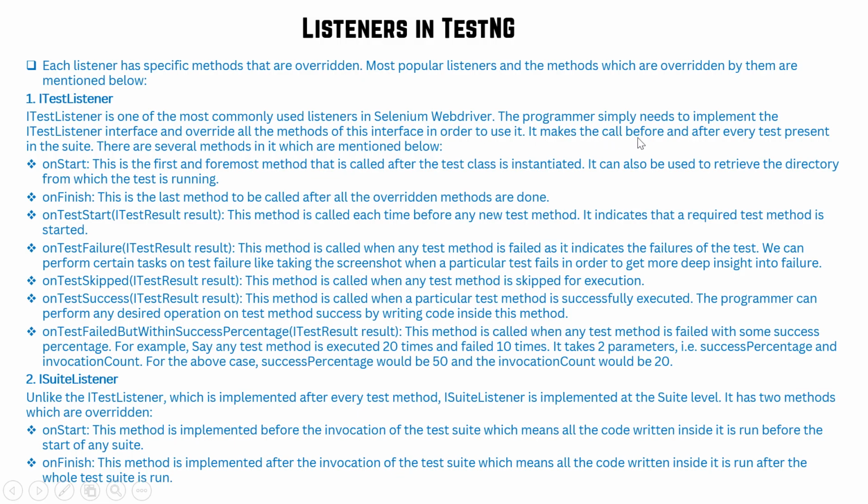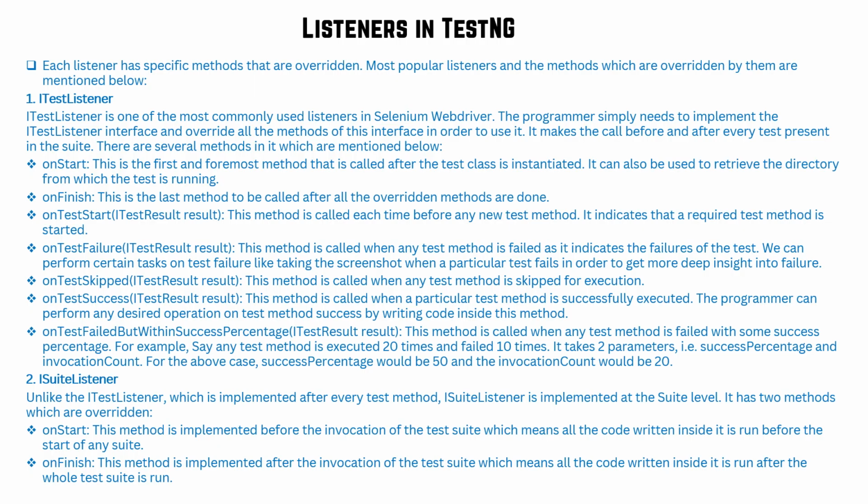It makes the call before and after every test present in the suite. There are several methods, like onStart and onFinish. These are only suite level. onStart will be executed only before starting the suite, and onFinish once the suite is completed. Whereas onTestStart, onTestFailure, onTestSkipped, onTestSuccess will be executed at the test level, for every test, depending on the status of the test case.